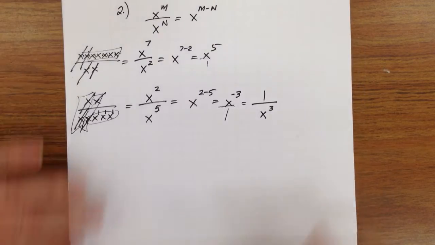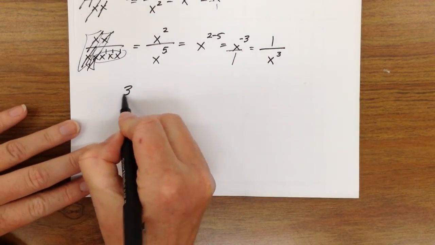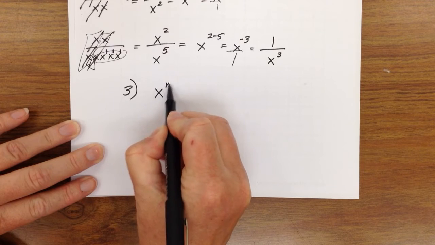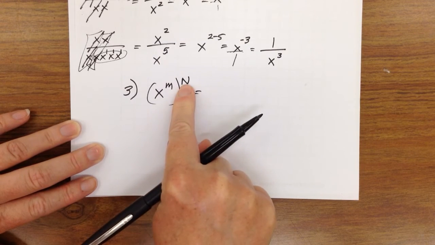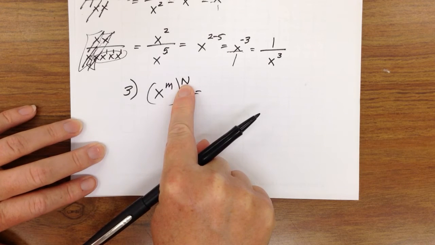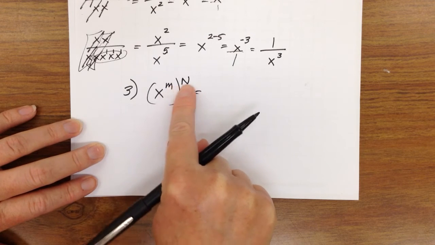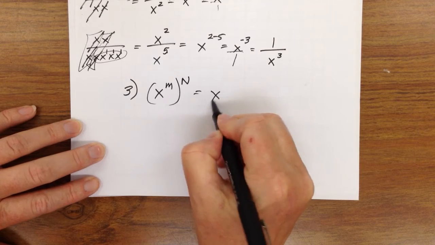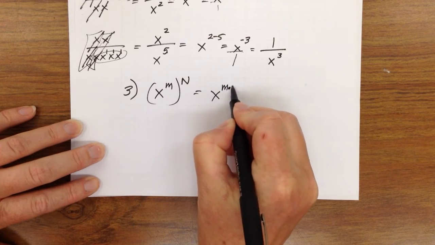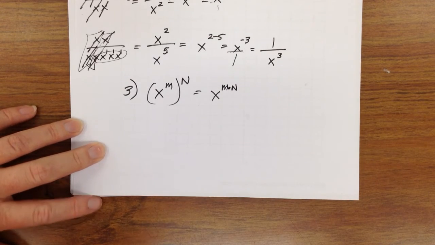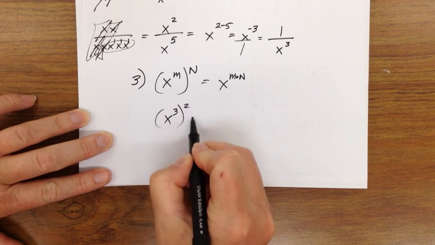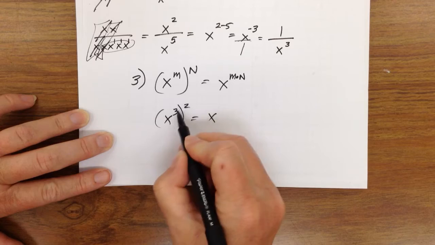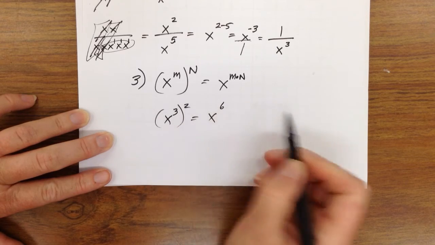Number 3. Number 3 is a biggie. This is a power raised to another power. Yeah, I don't know, right? Here's where you multiply exponents. Straight up multiply. Take a look at an example with me. The answer is, multiply those together, just multiply 6.